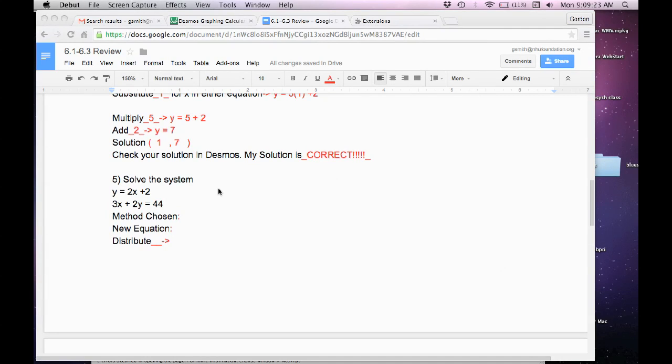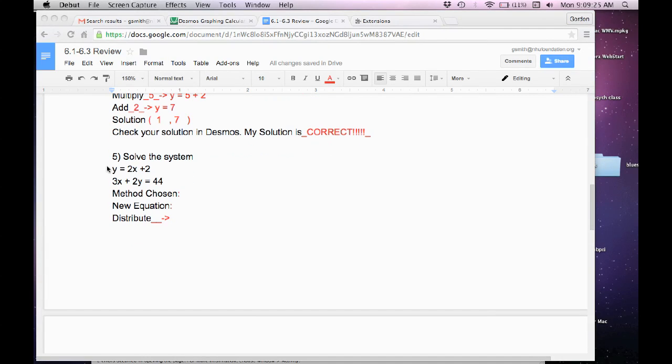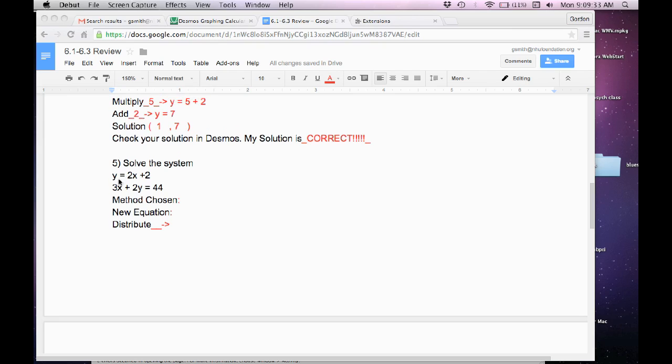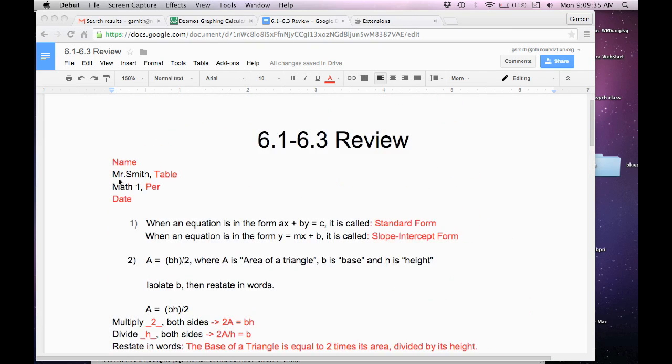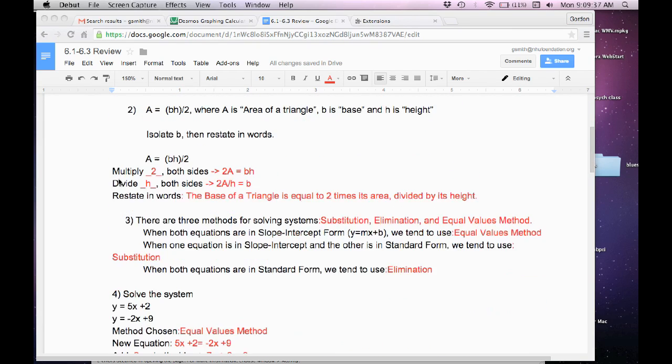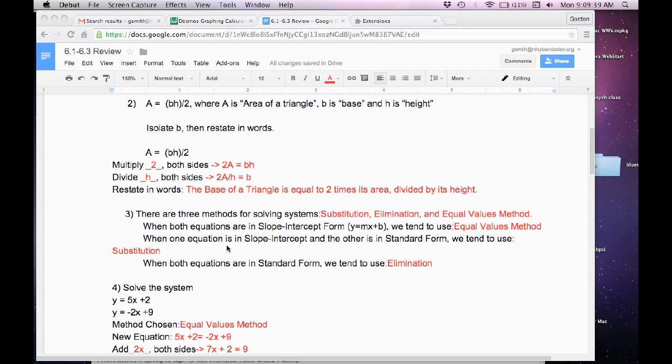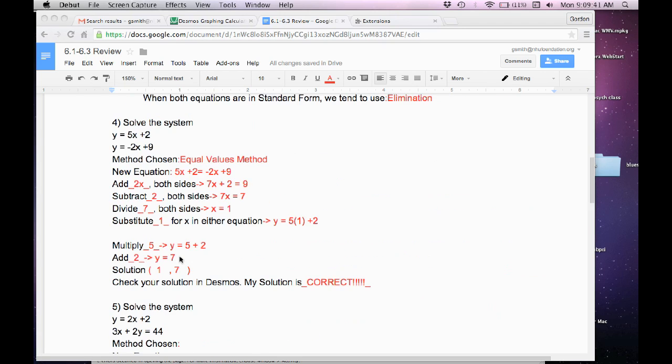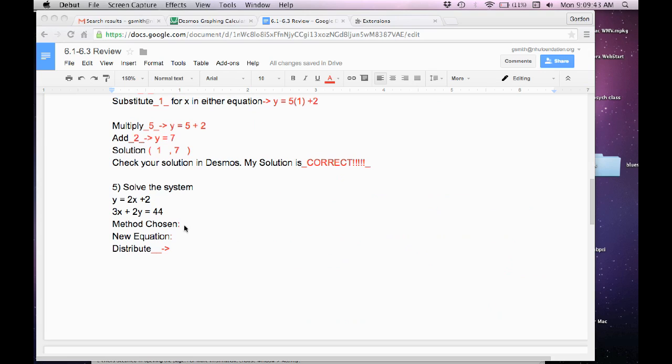Okay, here we're going to try number 5. It says solve the system: y equals 2x plus 2 and 3x plus 2y equals 44. We notice we have one in slope intercept and one in standard. And I think if we go back to what we saw before, when there's one in slope intercept and one in standard, we tend to use substitution. So we're going to use substitution.